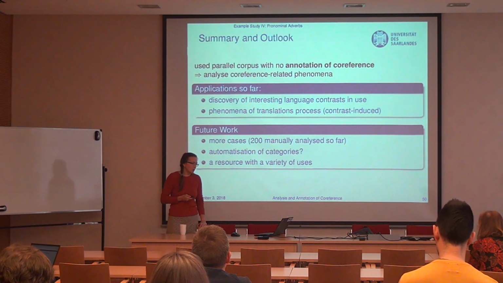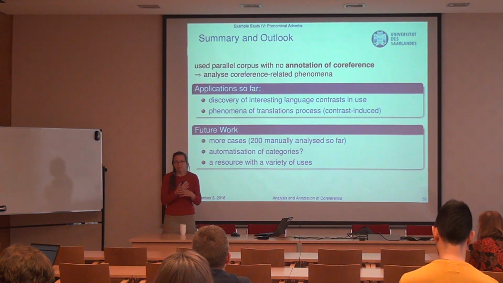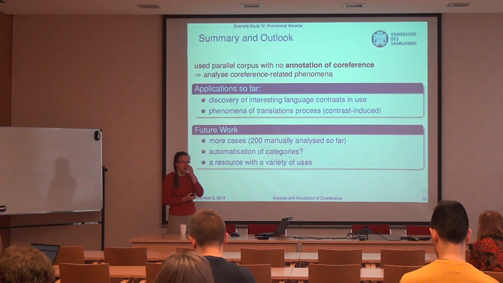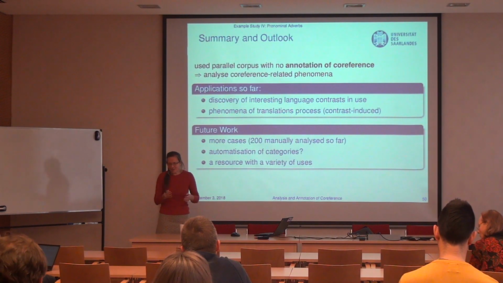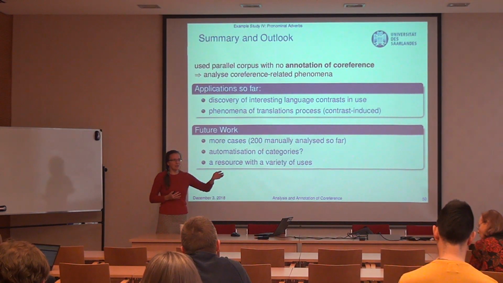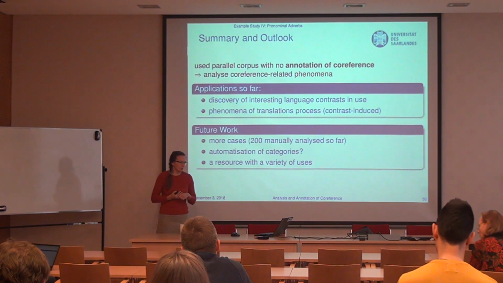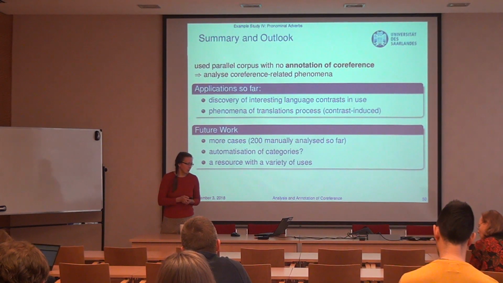And for future work, we would like to analyze more cases. So we already have, I think, around 3,000 or 4,000 parallel segments that we would like to look at and try to automatize the categories. For example, at least differentiating between correlative use and anaphoric use of these examples. So in fact, this is a resource for a variety of uses, because it contains on both sides some elements which have to do with coreference or other discourse-related devices.